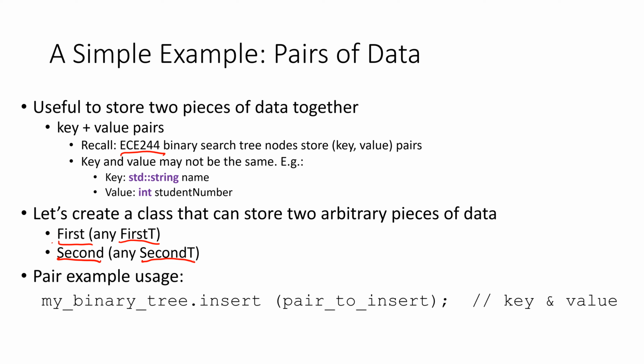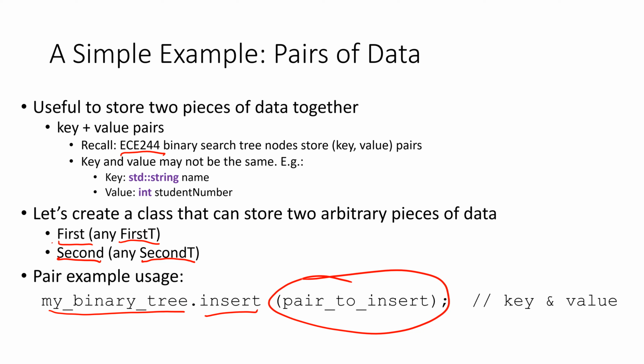Why is something so simple useful? It's useful because you need pairs, key value pairs, to do things like insert or retrieve data from a binary search tree. So this is a useful building block class. If I have this pair, I could take a binary tree and say insert the following data, and the data I want to insert is a pair. It's a key and a value.